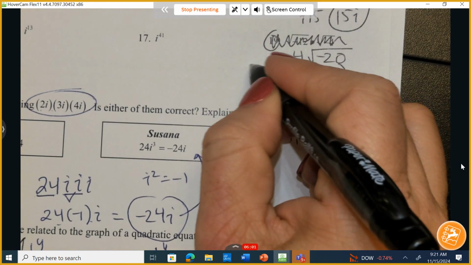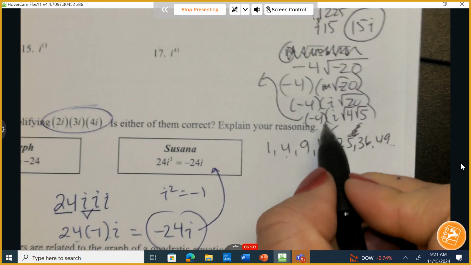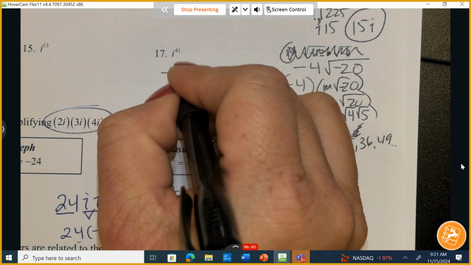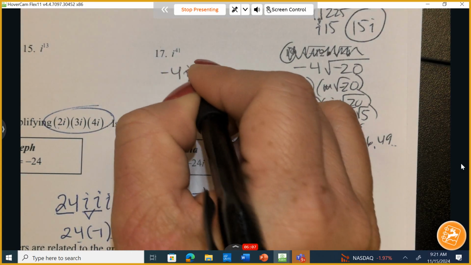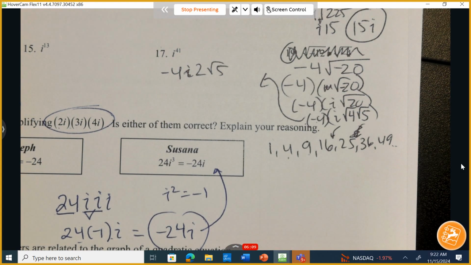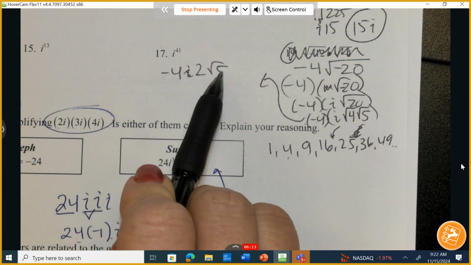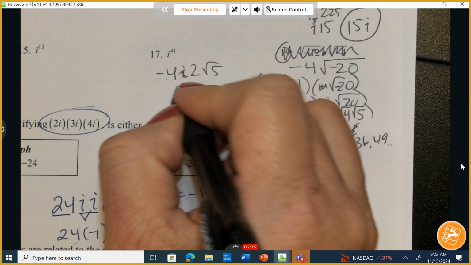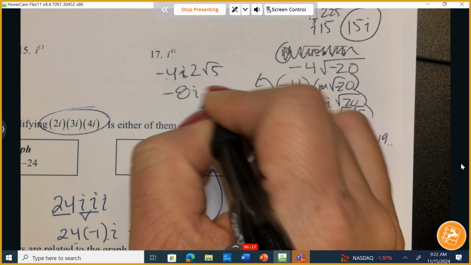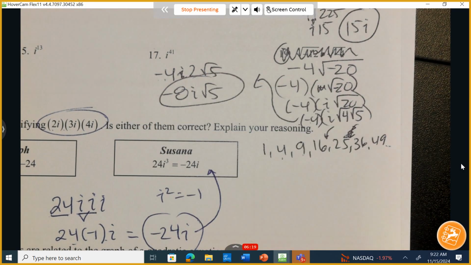I know this looks backwards, but I'm going to have some open space here. When I look at these, I know the square root of 4 is 2. I cannot leave it like this. I still need to look at these three values and ask, of these three values, which ones can I multiply? The -4 and the 2. So this is -8i square root of 5.